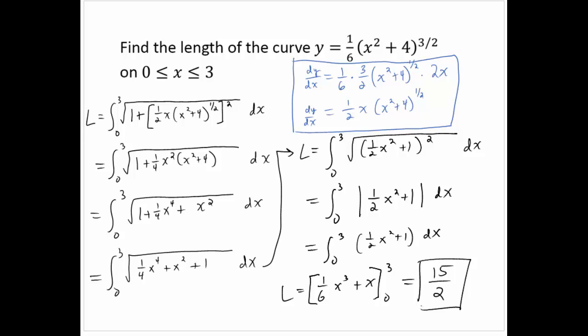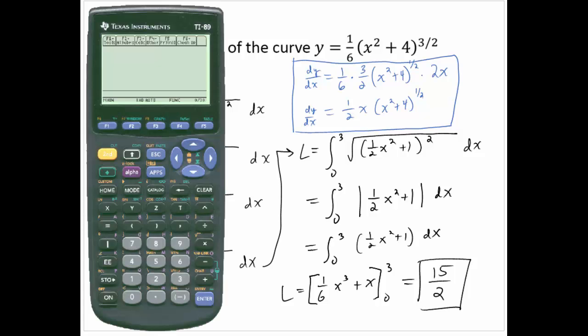Now the TI-89 calculator has an arc length command on it, and we can use that to check our work. So let me bring up the calculator, and we want to do this from our graphing area. So I'm going to go into my y equals screen, and I have the equation set in as 1/6 x squared plus 4 to the 3 halves. And I'm going to now look at the graph in the standard window. So let me go to the graph.